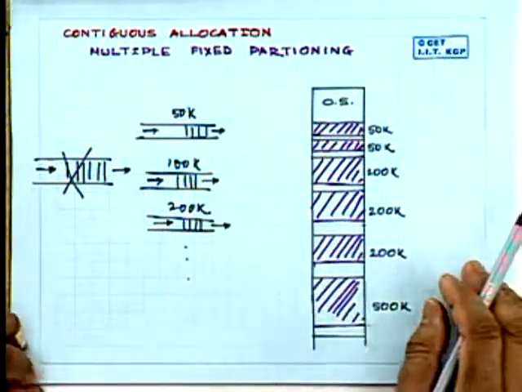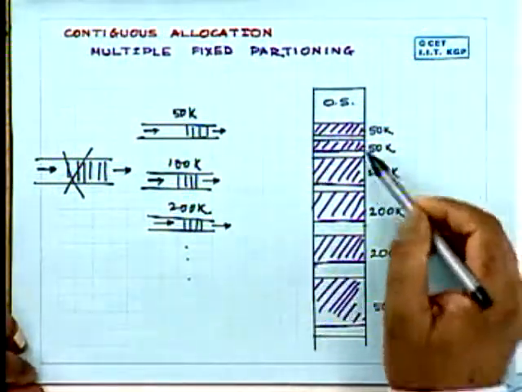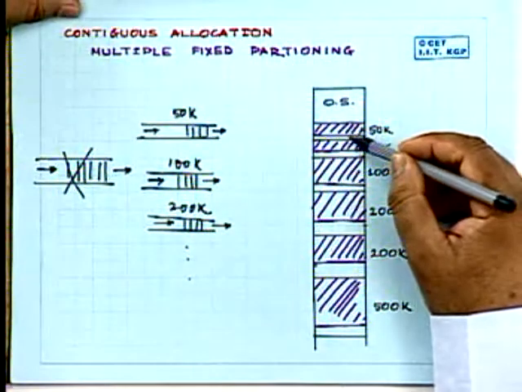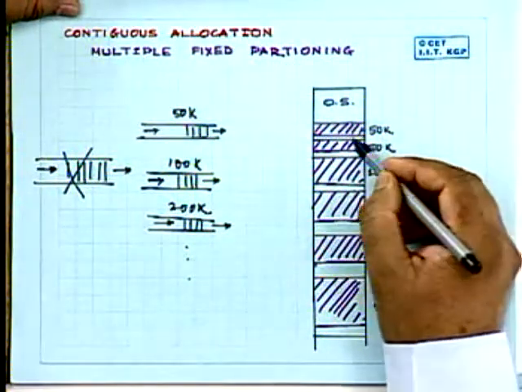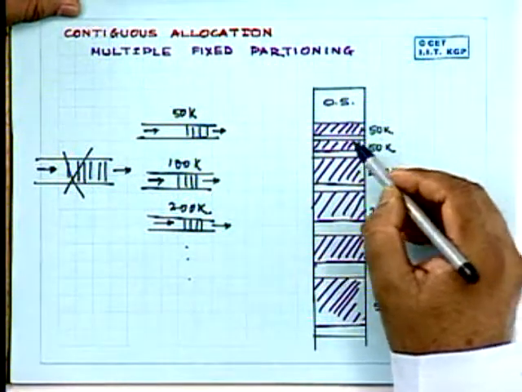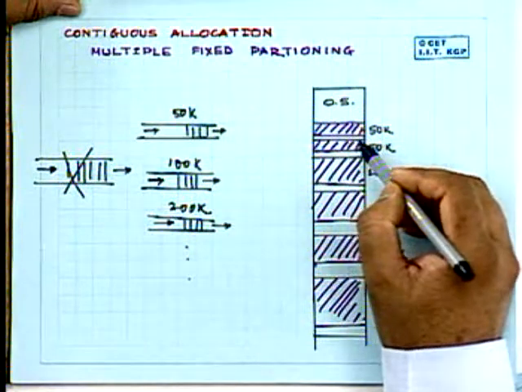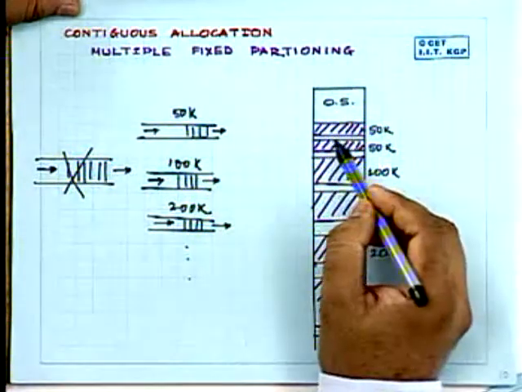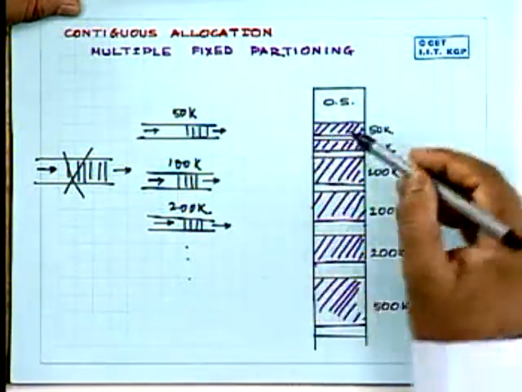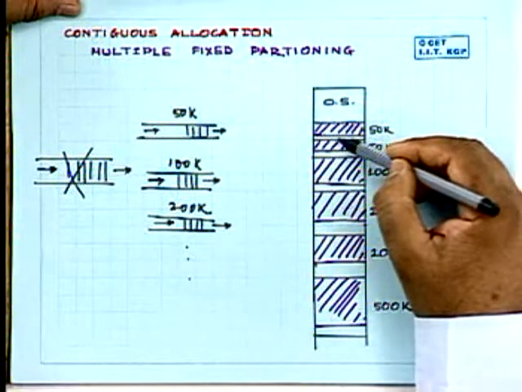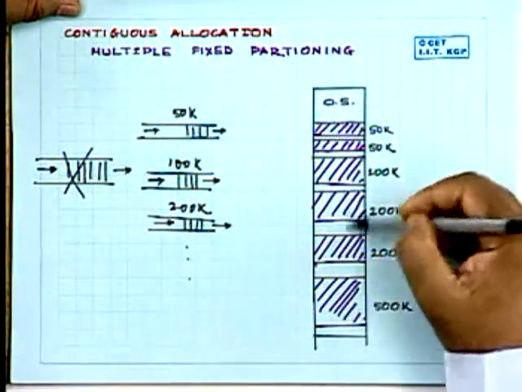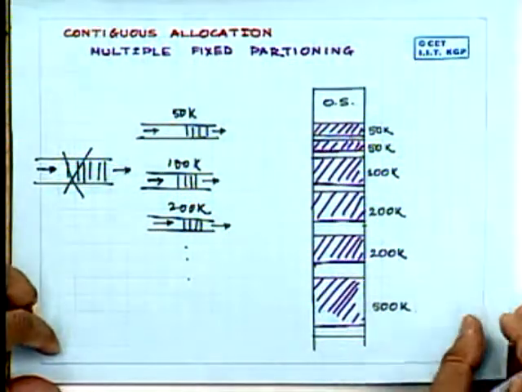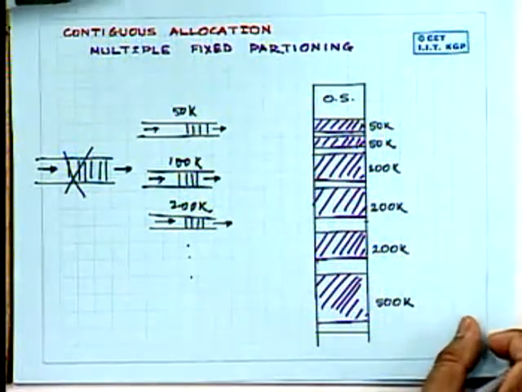Now you can see the disadvantage of this entire method is very obvious: there are many holes that may be created, and this is the fragmentation process, that means unused areas. The memory remains unutilized for a good fraction of the entire memory. That naturally is a very poor utilization of the memory, and that is the disadvantage of this method.